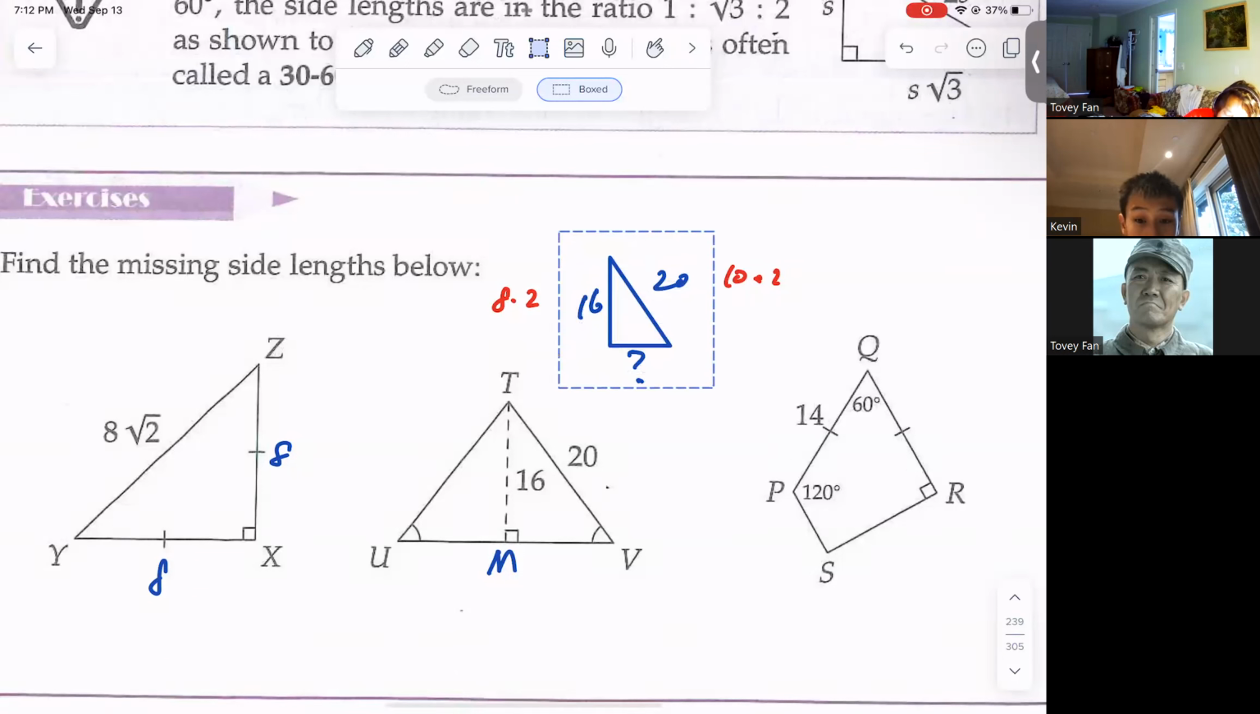When you see this kind of question, especially when you see 16 and 20, they're both even numbers, you want to find the greatest common factor, always. It doesn't matter if they're Pythagorean triples or not. Even if they're not, you can always find the greatest common factor, divide by that, use the smallest numbers to do the Pythagorean theorem, and then multiply the number back.